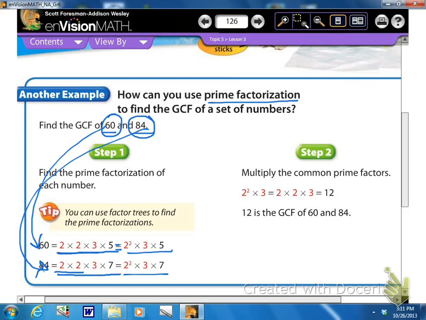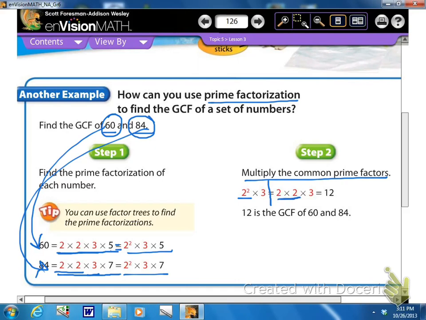And they both had a 3, so you can use the 3. But then we have a 5 in 60 and a 7 in 84, and you don't use those. So you multiply the common prime factors, which is, if you look over here, 2 twos. Here's 2 twos on this side.